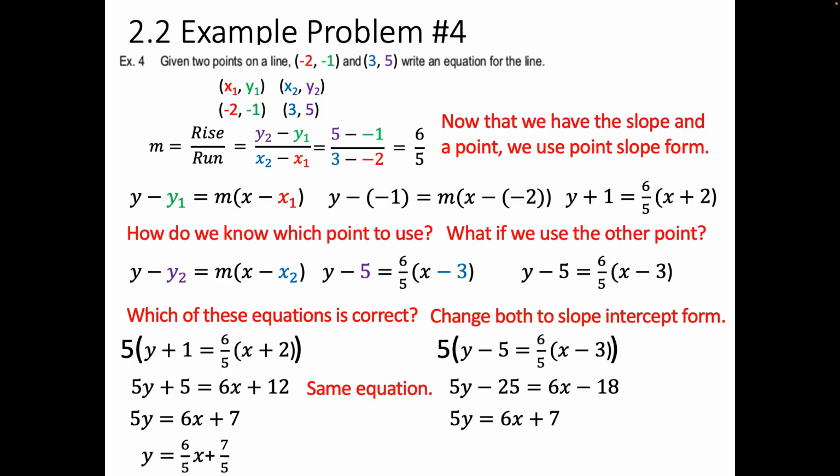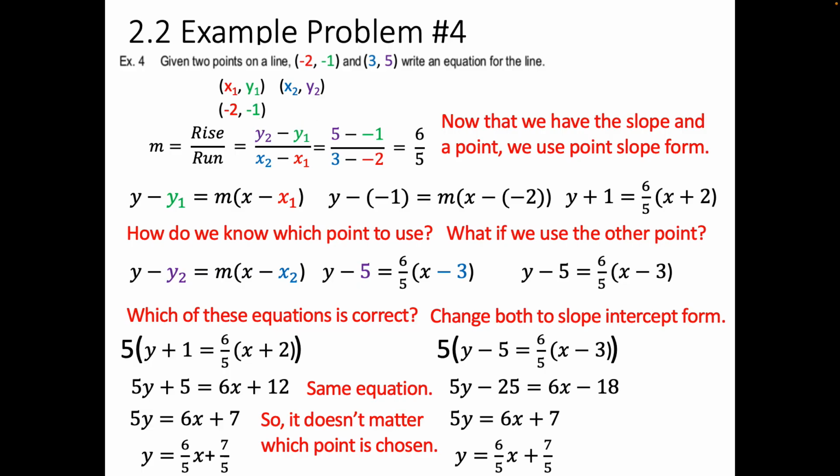So if they're both the same equation, it doesn't matter which one you use. You could have chosen y plus 1 equals 6/5 times x plus 2, or y minus 5 equals 6/5 times x minus 3. They're both the same thing. So you could pick either point. It doesn't matter. You'll still get the correct answer. It doesn't matter which point you choose. You will get the same answer.